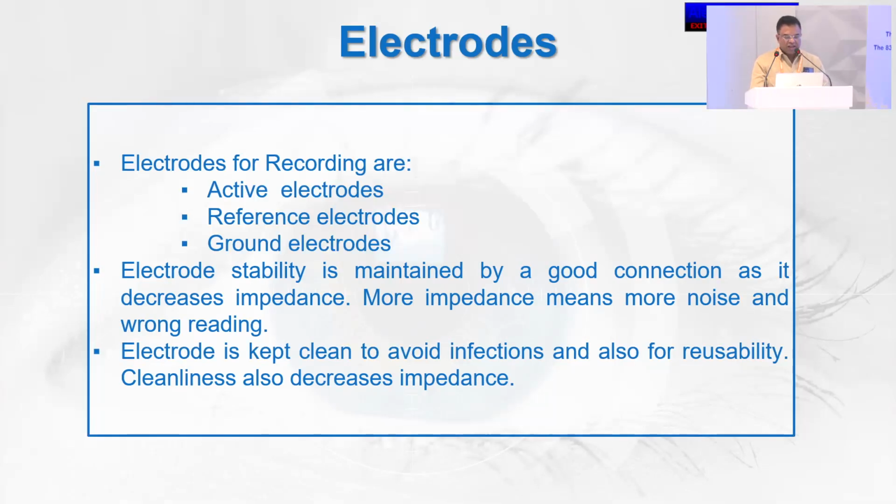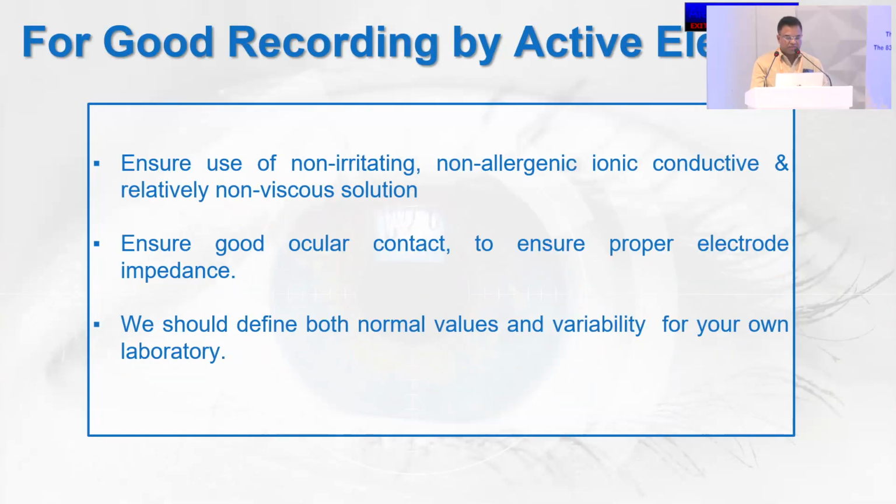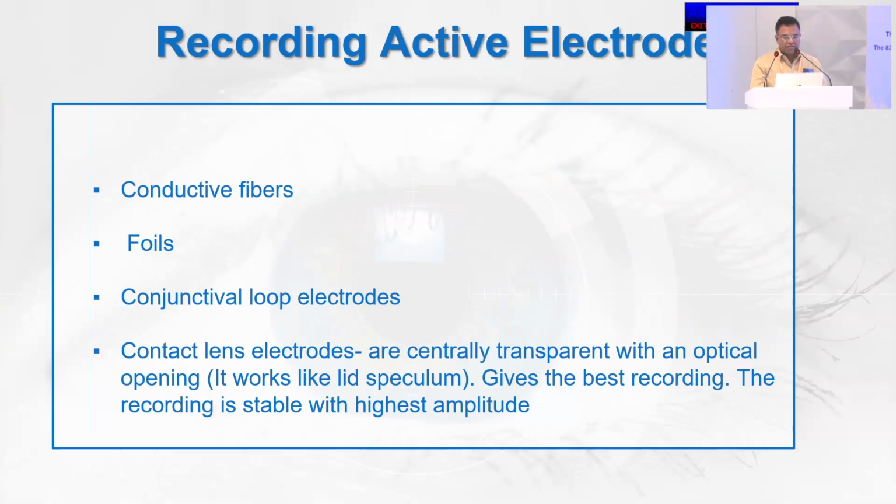Now, cleanliness has to be preserved for the electrode because it avoids infection and also decreases the impedance. For a good recording by an active electrode, we have to ensure the use of a non-irritating, non-allergenic, ionic, conductive, and relatively non-viscous solution. It should have a very good ocular contact to ensure proper electrode impedance, and we should define both normal values and variability for our own laboratories.